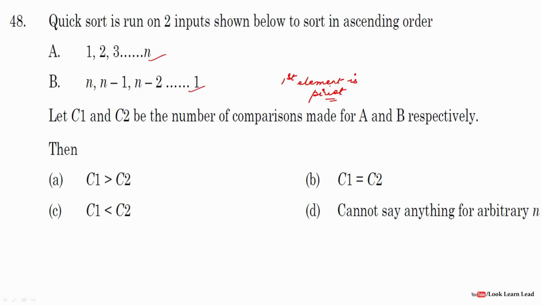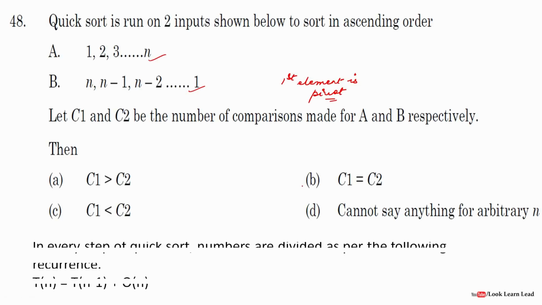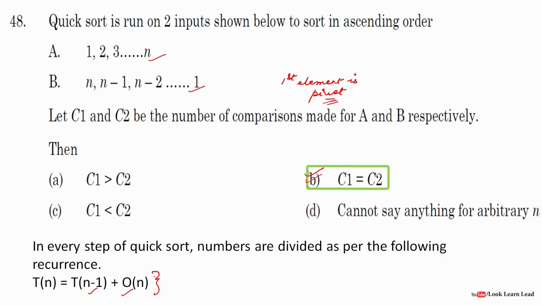So the answer should be B, because whenever the first element is the pivot in every step of Quicksort, the recurrence is T(n) = T(n-1) + O(n). It is for all cases. So when the first element is the pivot element, the complexity would be the same for all. The number of comparisons would be the same whether it is ascending or descending, for sorted arrays. So it would be C1 equal to C2.